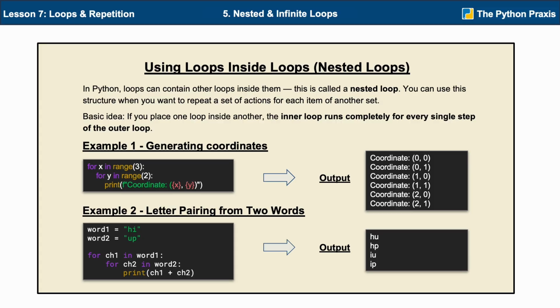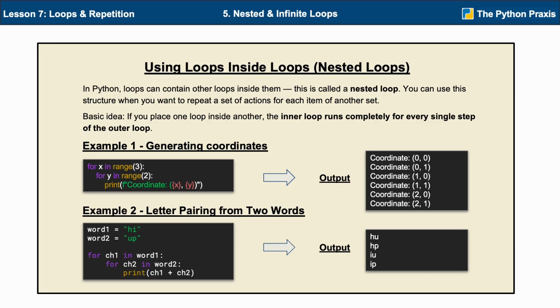In Python, loops can contain other loops inside them. This is called a nested loop. You can use this structure when you want to repeat a set of actions for each item of another set. The basic idea in nested loops is this: if you place one loop inside another, the inner loop runs completely for every single step of the outer loop.